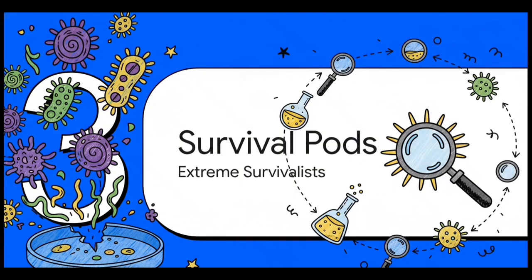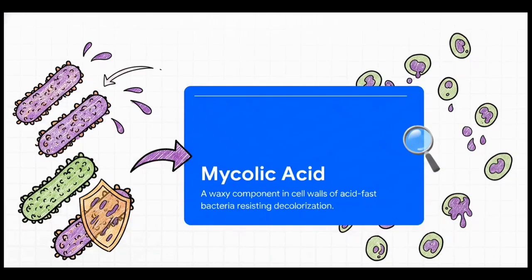All right, part 3, tough walls and survival pods, identifying the extreme survivalists. The microbial world is packed with rule breakers that'll just laugh at a standard Gram stain, requiring us to pull out some highly specialized lenses. Meet the heavy armor division. Acid-fast bacteria possess cell walls packed with this incredibly tough, waxy stuff called mycolic acid.